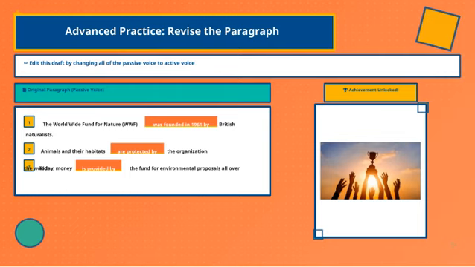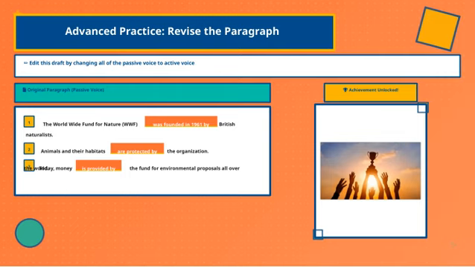Next, the paragraph says that animals and their habitats are protected by the organization. To make this active, we could say that the organization protects animals and their habitats. This shifts the focus to what the organization actively does, which is more dynamic and impactful.